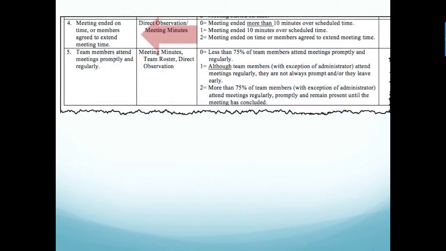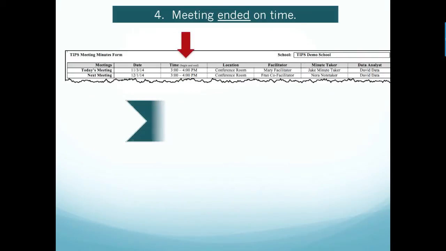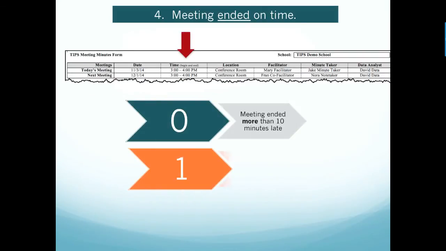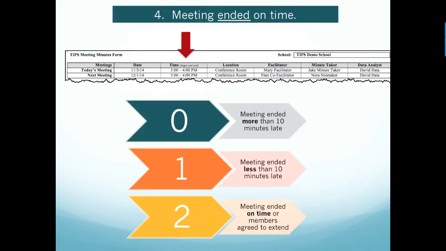Item number 4 is going to continue this same line of thinking. We're now going to look at the ending time of our meetings. And again, using that same 10-minute threshold, we're going to score 0, 1, or 2. A 0 will reflect that our meetings are ending more than 10 minutes late. A score of 1 says a little less than 10 minutes late. And a score of 2 says that we end our meetings right on time, or, as a team, we agree to extend our meetings a little bit longer.